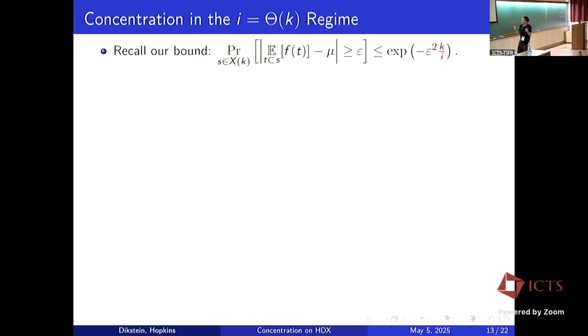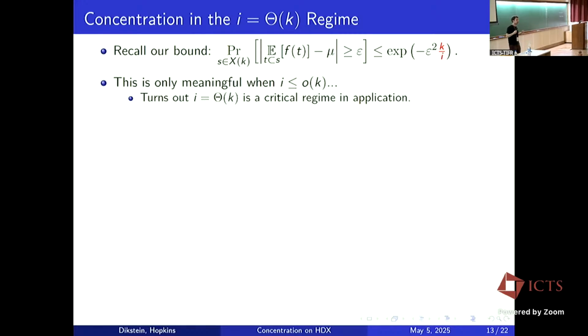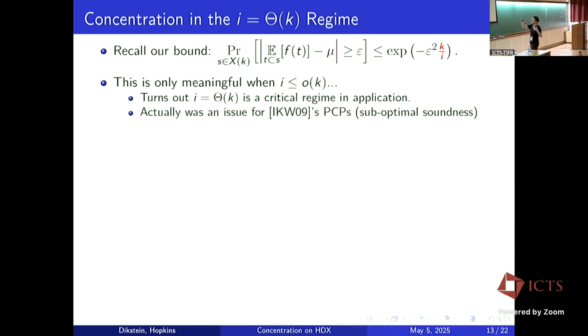So unfortunately, it also turns out this is an extremely important regime. If you want to build PCPs with optimal soundness, you actually really need to be taking I in this type of concentration to be theta k. Like I mentioned, this actually was an issue in this original paper of Impagliazzo, Kabanets, and Wigderson. Their PCPs were not optimal because they had to set I to be root k in order to get this concentration to be non-trivial. So is there anything we can do about this?